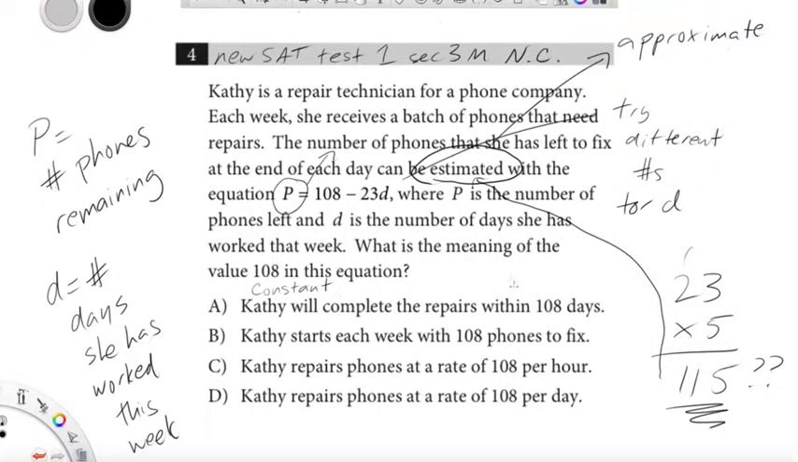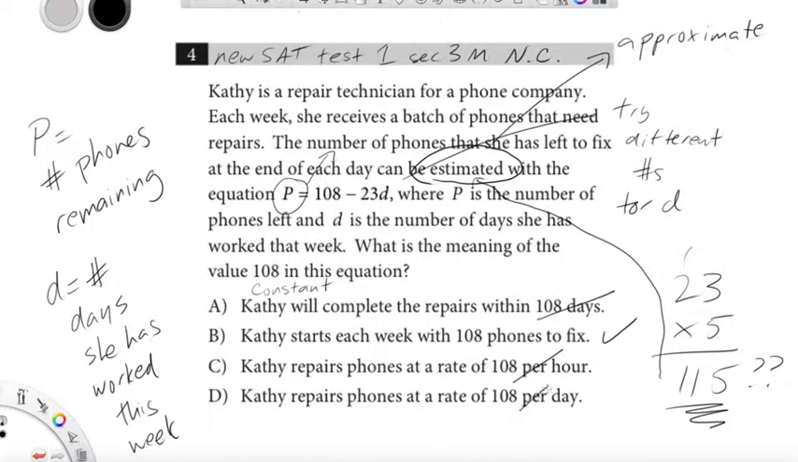And then, of course, if you're not sure, you can go through your answer choices, but it would be ludicrous for it to take Kathy 108 days to repair those phones. The answer, as we said here, is going to be B. Kathy repairs phones at a rate of 108 per hour. If that were true, then the equation wouldn't apply. And then Kathy repairs phones at a rate of 108 per day. Once again, you can test that and see that that would be false.